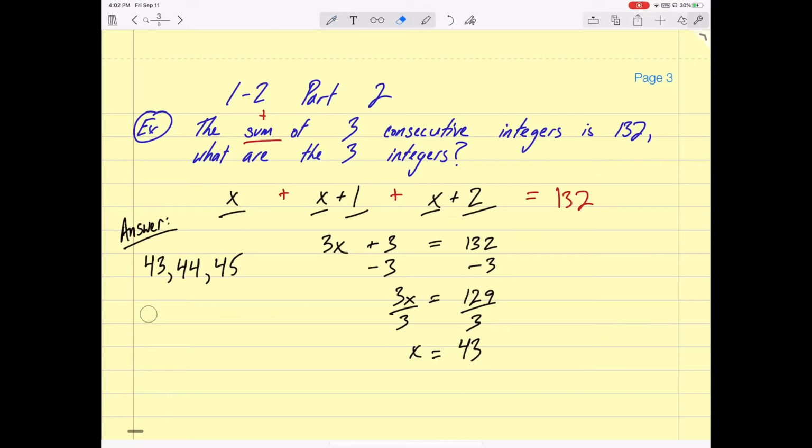And how do I know that? Well, I know that because if I add these together, it gives me the value 132, which it does, right? 40 plus 40 plus 40 is 120, 123, 127, 132. So this does in fact work.